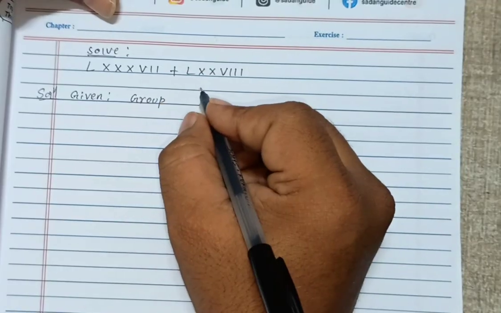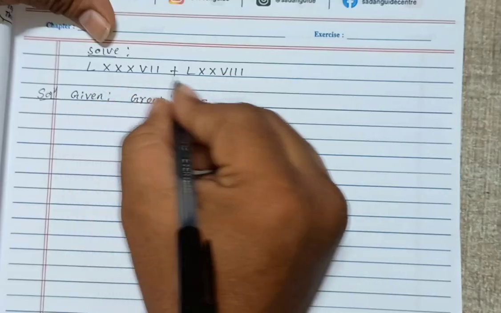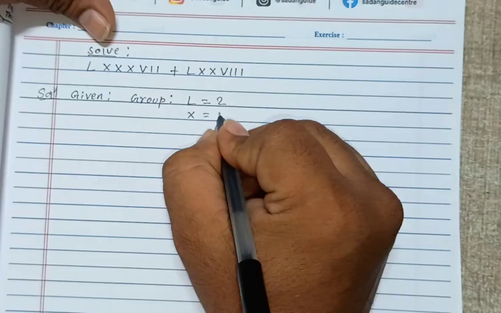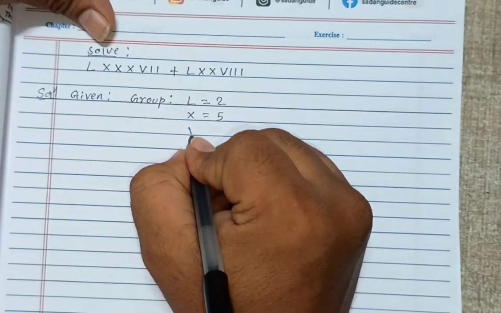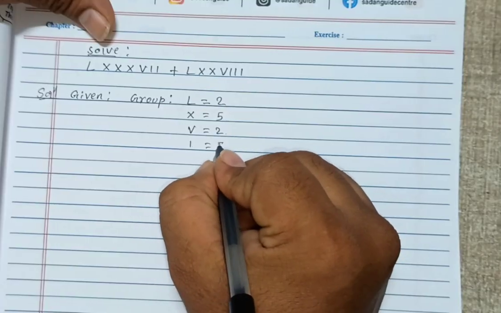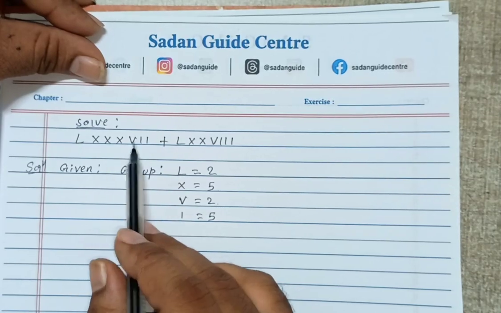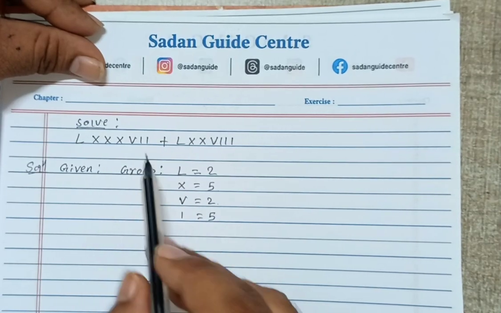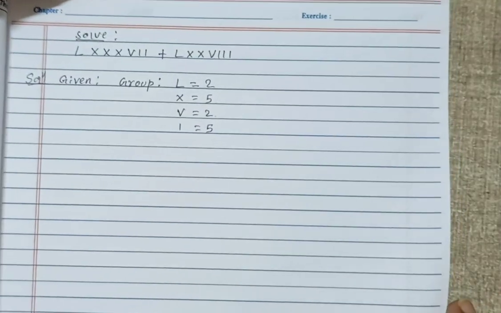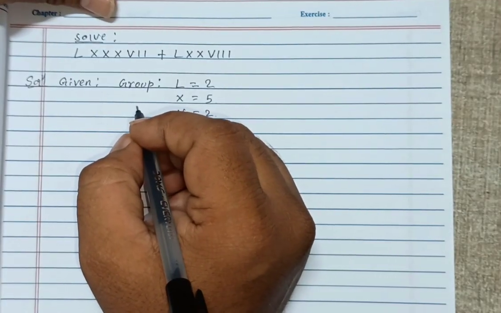How will we write in the group? Here L, how many L are there? 2 we can write here. X, how many are there? 5 are there. V here 2, then I, 5 are there, right? So L2, then X5, V2 and I5, right? Now we'll write all the Roman numbers here and then we'll start making the groups total, right, children?